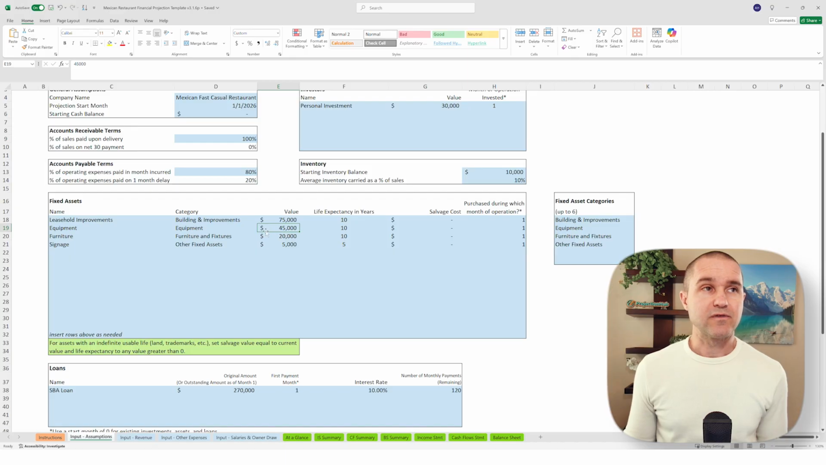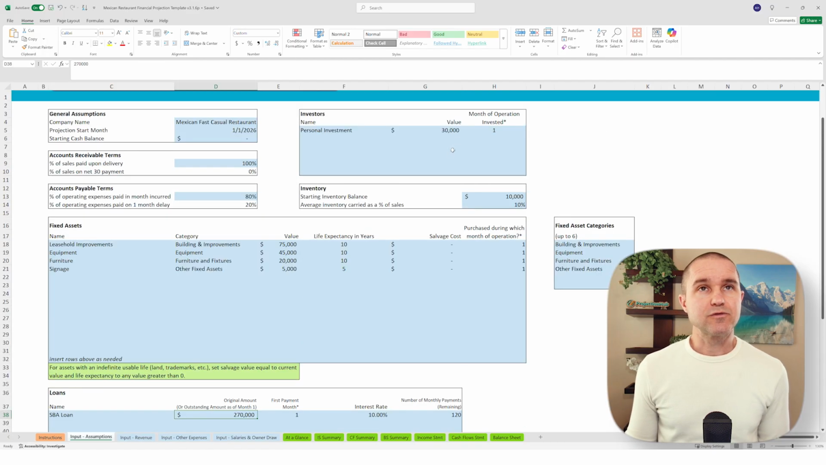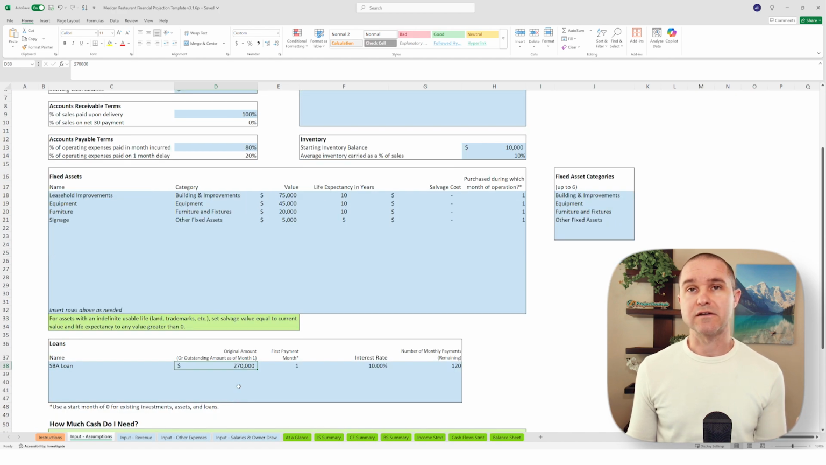We have a budget of $45,000 for equipment, $20,000 for furniture, and then $5,000 for signage. And then we have an SBA loan down here for $270,000. So between your $30,000 in personal investment and your $270,000 in SBA loan, you'll have a kind of total funds of $300,000.